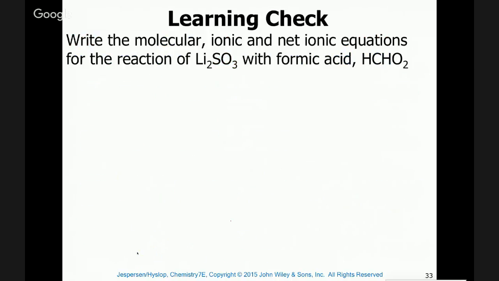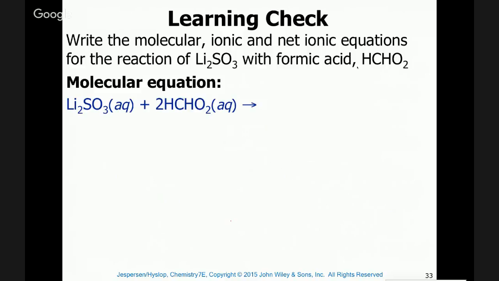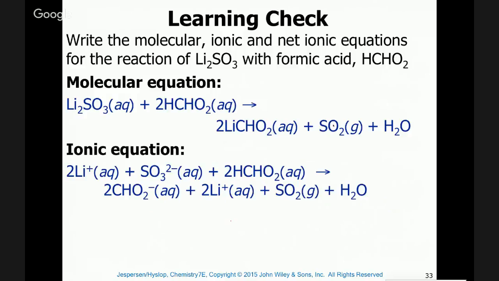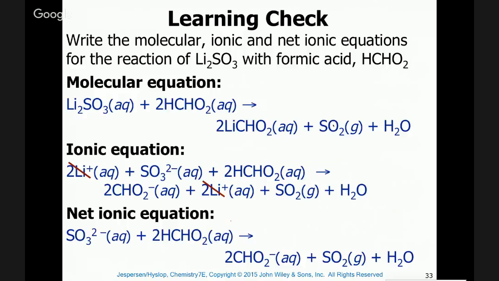So write the molecular, ionic and net ionic equations for the reaction of Li2SO3 with formic acid. Here's our molecular equation. Formation of SO2, which is a gas. Our ionic equation. So we remove our spectator ions. So SO3 2 minus. You can see our products here. If you need to go back and look at some of the principles relating to this, you can look at those.